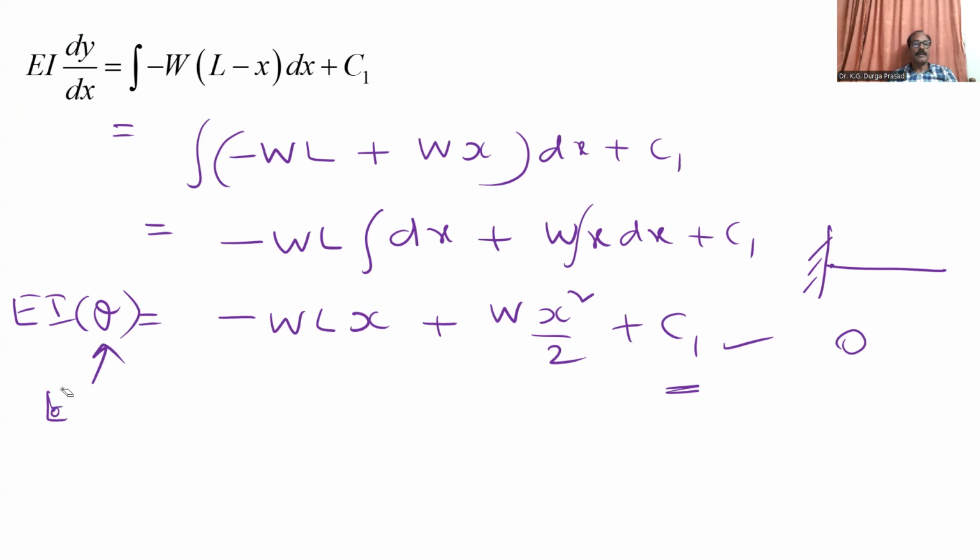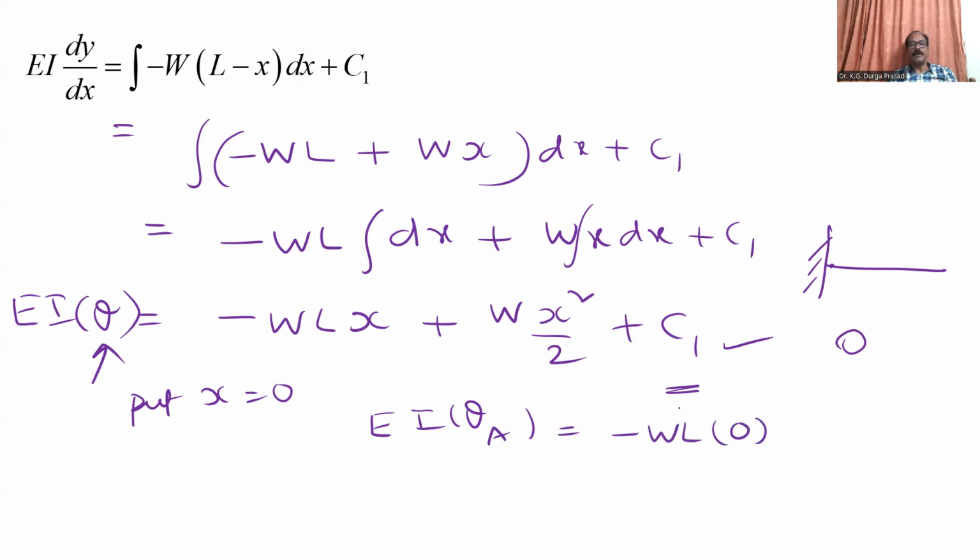So here I am putting the values. Put x equal to 0 in order to find the slope at A, the slope at the fixed point. EI theta A equal to minus WL into x0, because I am putting x equal to 0. Here w x square by 2, there itself x0 square by 2, you are getting 0, plus C1.